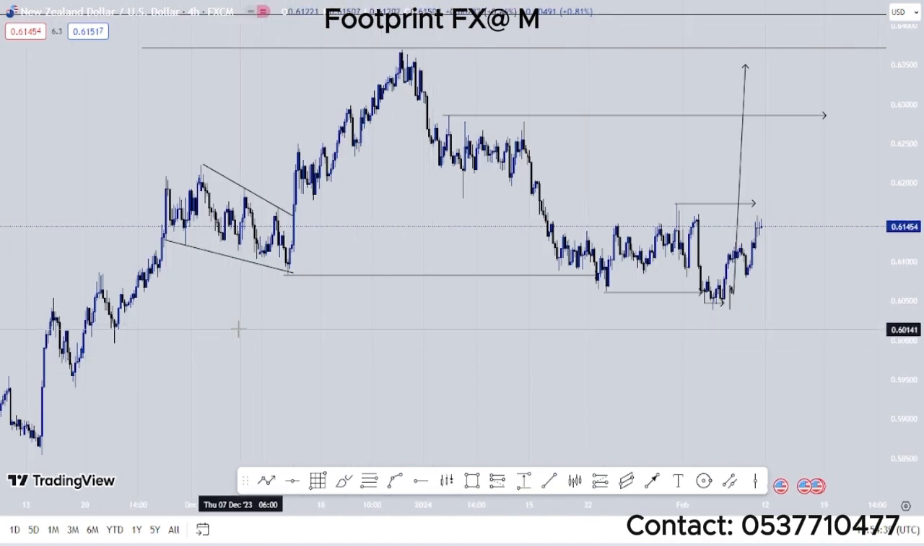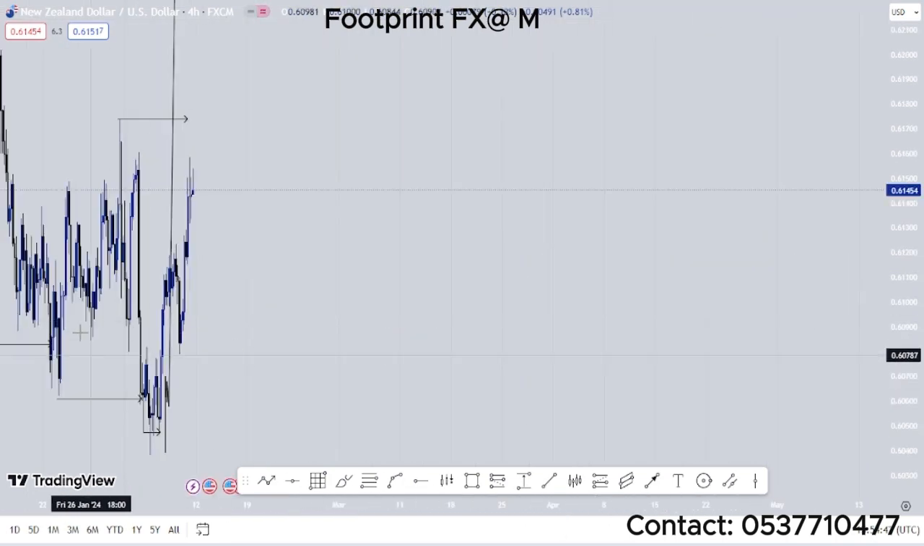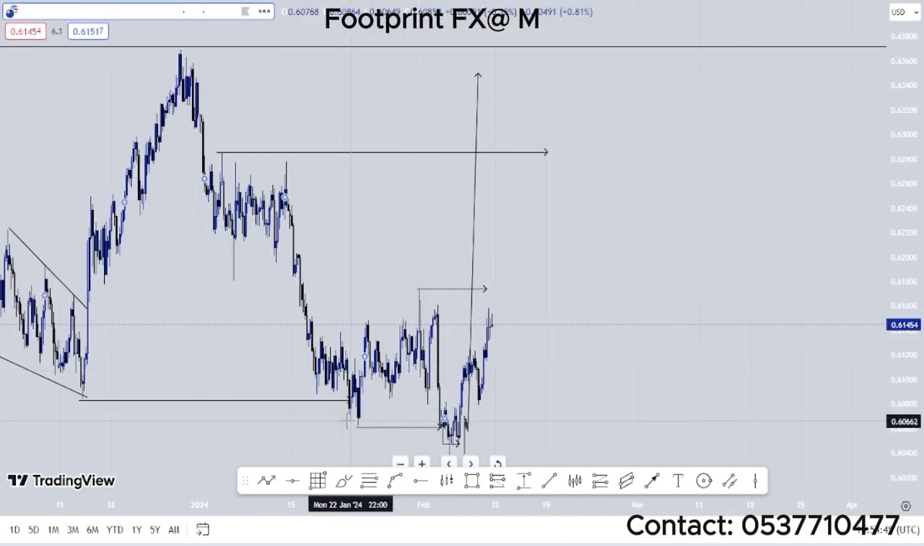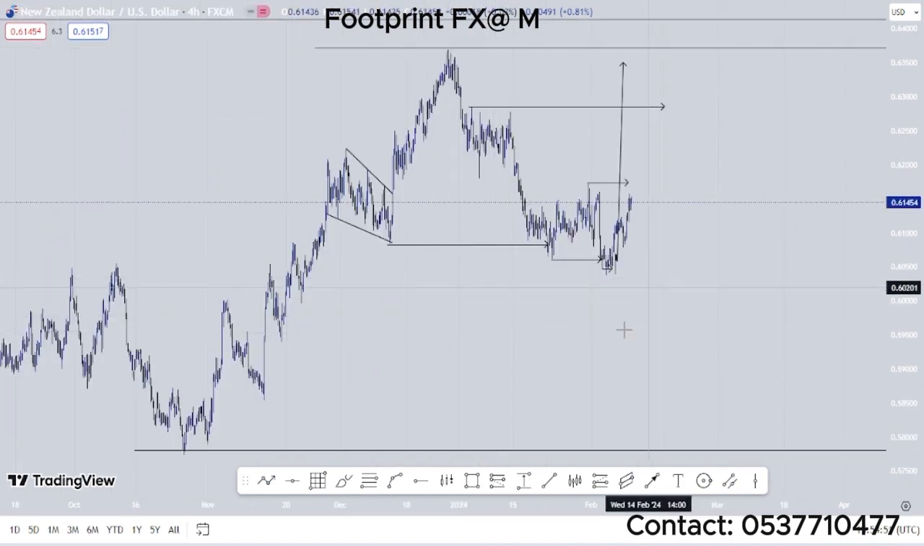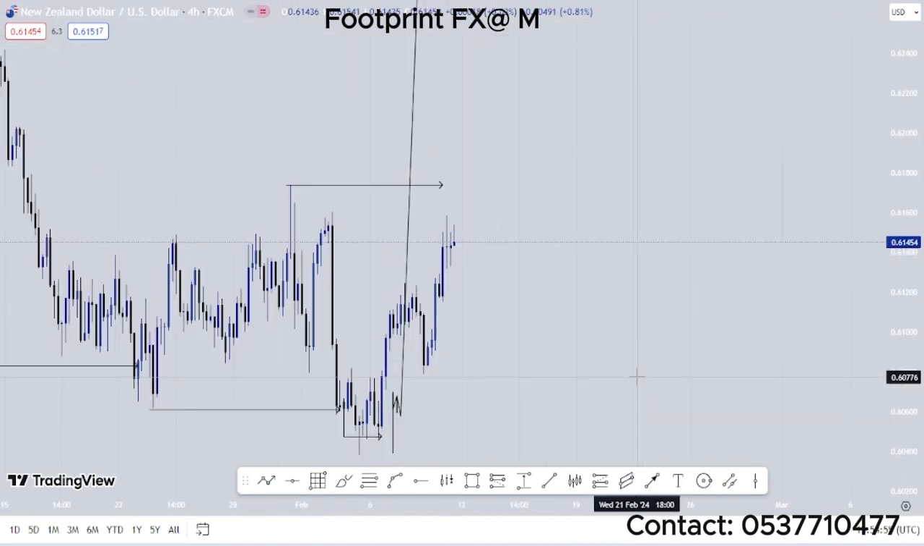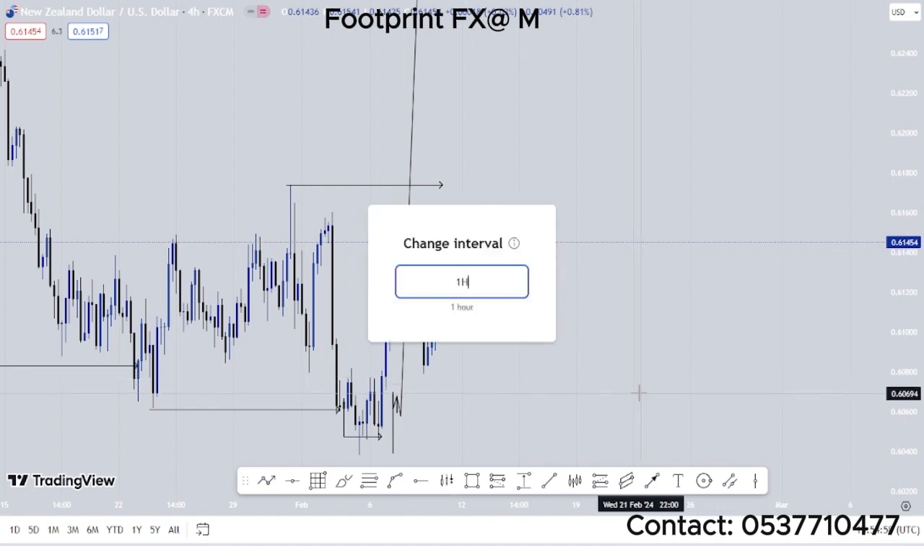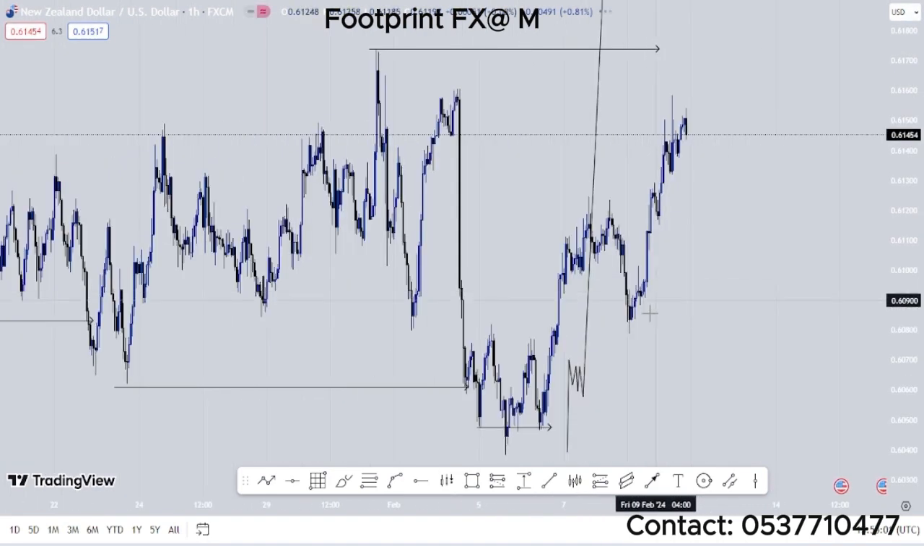So let's see. We position ourselves here. We are here, and what are we expecting? We tapped in here, we corrected, we came back. What are we still looking for? Then we created... Let's go to 1 hour. It created this 15 minutes head and shoulder, and see how aggressively price moved from here.